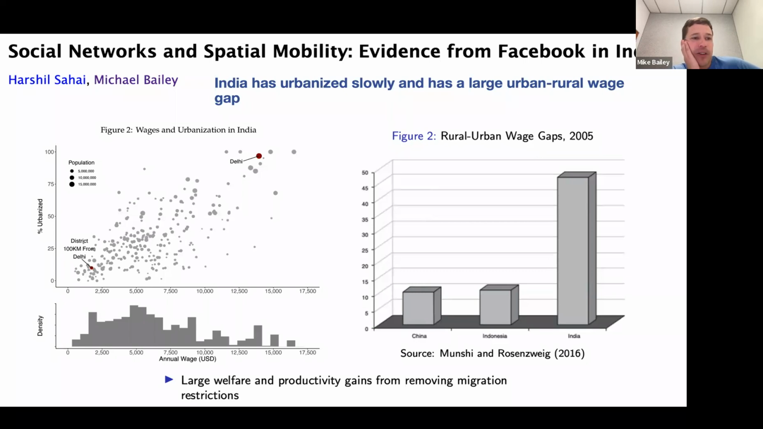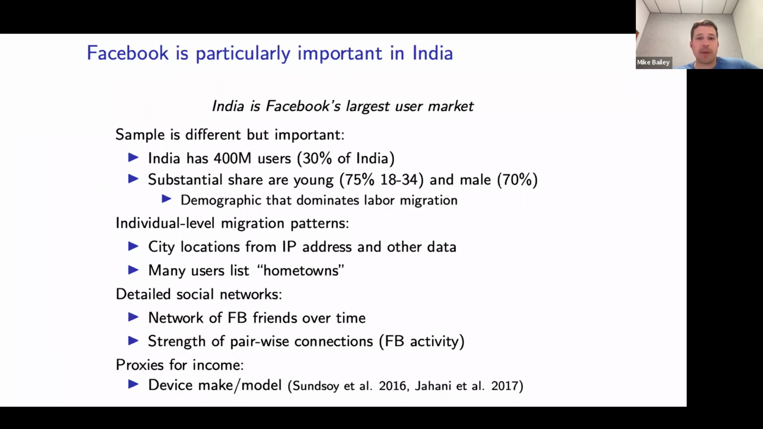So my collaborator Harshal Sahai and I looked at data in India. India is an area that has a very large urban rural wage gap. It's urbanized very slowly compared to peer countries. And you just have very unequal incomes by district. We wanted to look into some of the data on why this is. India is Facebook's largest user market, about 400 million users, about 30% of India. A lot of them are young and male.